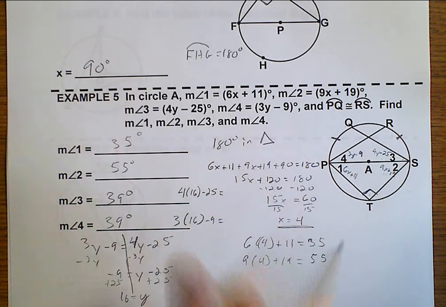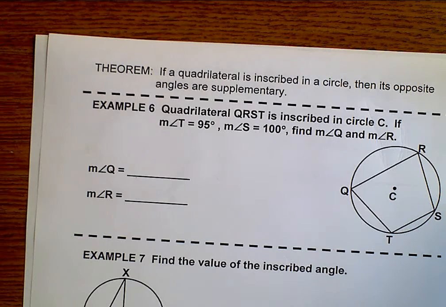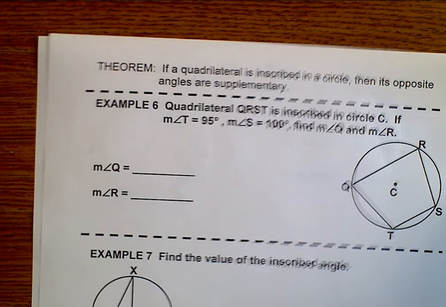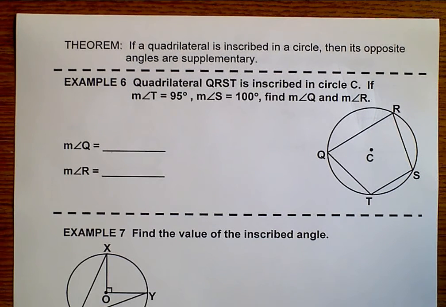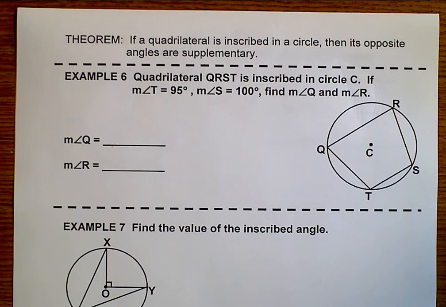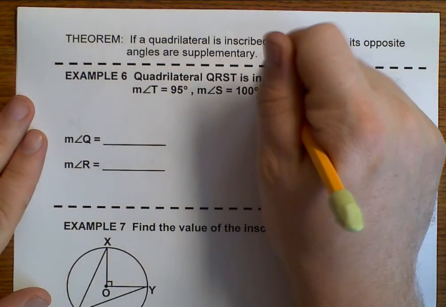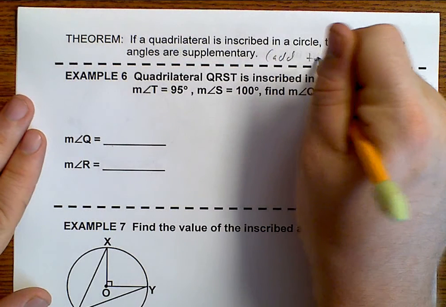Let's take a look at example number 6. But first we have a new theorem. If a quadrilateral is inscribed in a circle, then its opposite angles are supplementary. Supplementary means they add to 180.